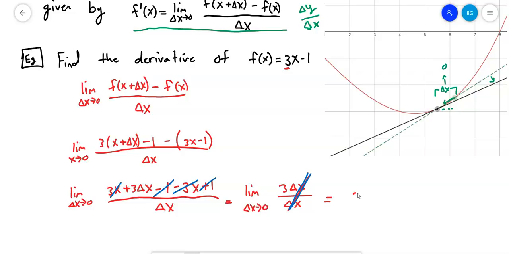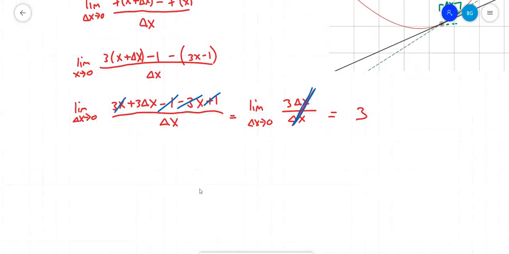Well, 3 is a constant function. It doesn't matter what is going on, or what my delta x is doing. If it's constantly 3, it's just going to be 3. So there's my derivative. The derivative of that function is 3. And that does not depend on the particular x value, which we know to be true, right? Lines have a constant slope everywhere, and so everything works out. It seems like our definition is working the way we want it to.